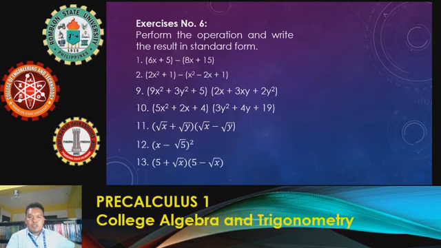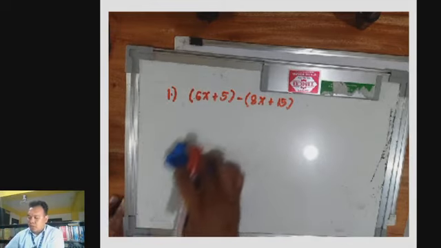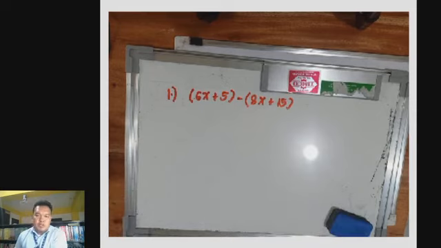Next. So, exercise na lang tayo para mas maintindihan natin, no? Exercise number 6, perform the operations and write the result in standard form. Okay, for number 1, we have 6x plus 5 minus 8x plus 15. Sabi nga kanina, in adding and subtracting polynomials, pinagsasama lang po natin yung mga pareho or yung like terms, no? Kung ano yung magkakapareho, yun lang po yung pagsasamahin natin. Pero kapag hindi po sila magkapareho, wag pong pagsasamahin.